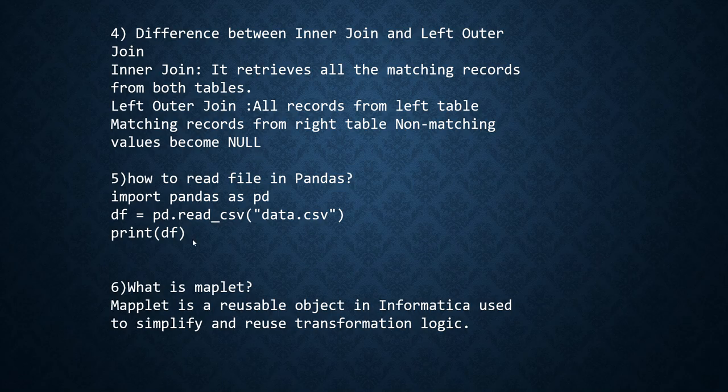And next, how to read a file in pandas. We will import pandas as pd. Then we create df, which is the data frame, equal to pd.read_csv. Here data.csv is the file path, and then we print df. This is reading a csv file in pandas.